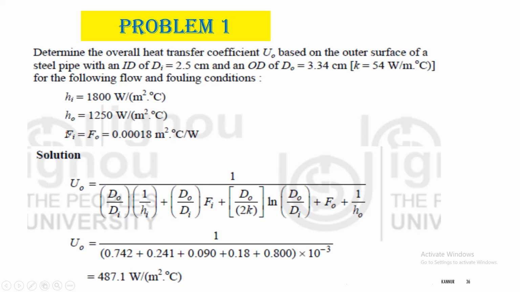Remember, a fouling factor has a unit or dimension reciprocal to that of the heat transfer coefficient value. So fouling factor in a way stands for the additional resistance per meter square on the surface due to fouling. So in this problem, we can calculate the overall heat transfer coefficient.